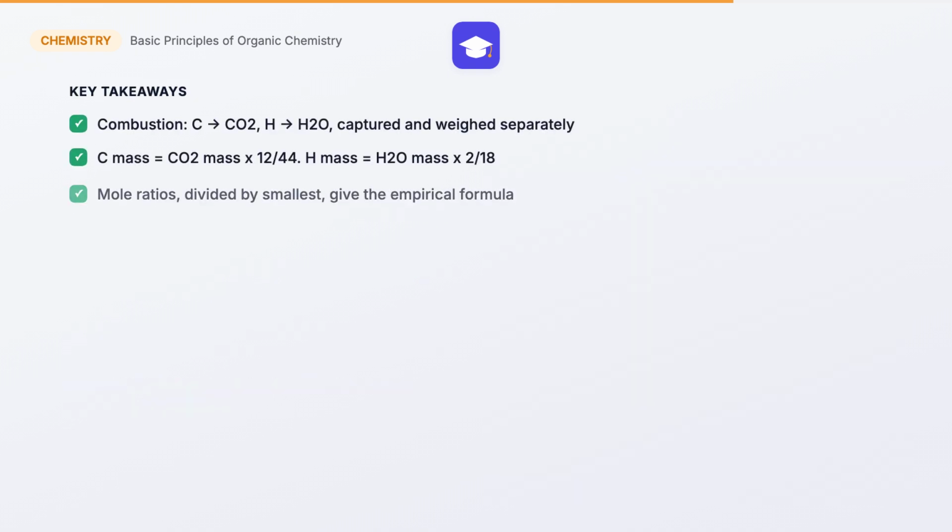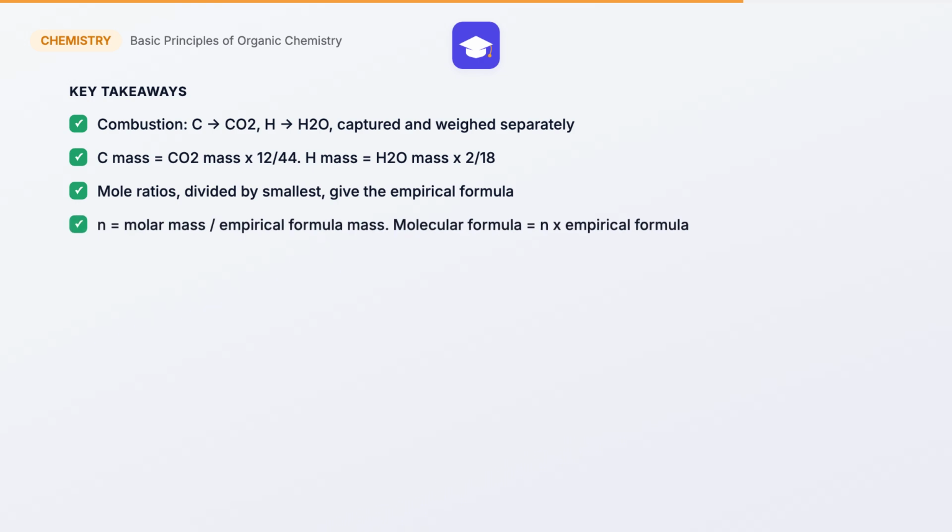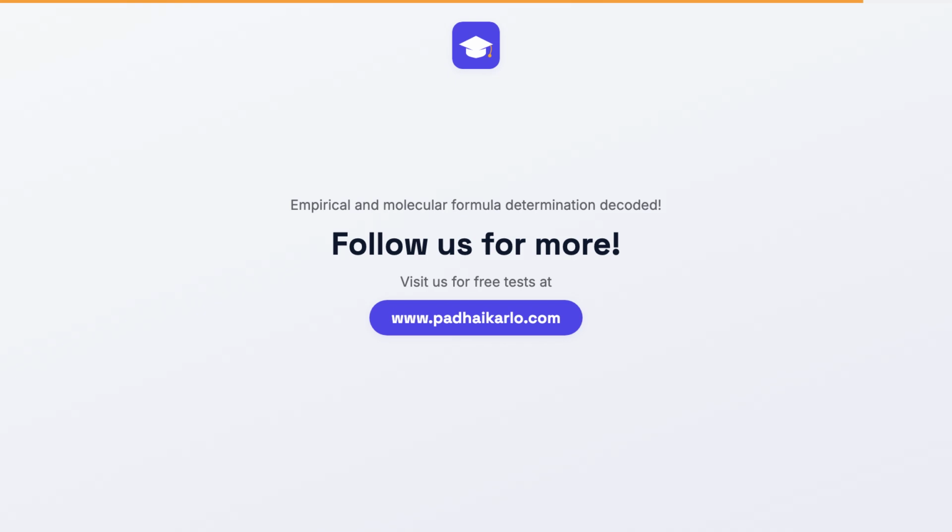Let's recap. Combustion analysis burns a known mass of organic compound completely, converting carbon to CO2 and hydrogen to H2O, which are captured and weighed separately. Converting those masses to percentage composition, then to mole ratios divided by the smallest value, gives the empirical formula. Dividing the compound's molar mass by the empirical formula's mass gives the multiplier n, and multiplying every subscript by n gives the molecular formula. Correctly converting CO2 and H2O masses back to C and H masses is the key skill this topic tests. That's the determination of empirical and molecular formulae by the combustion method.